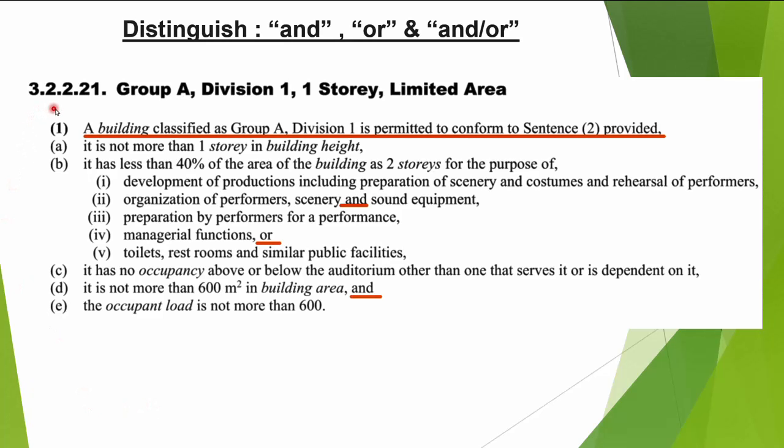If you turn to 3.2.2.21, you will see this note under Group A, Division 1, under that heading. I'm just going to read D for you. It is not more than 600 meters square in building area, and the occupancy load is not more than 600. Again, you have or, and I just identify how this could be listed into and, or, and.